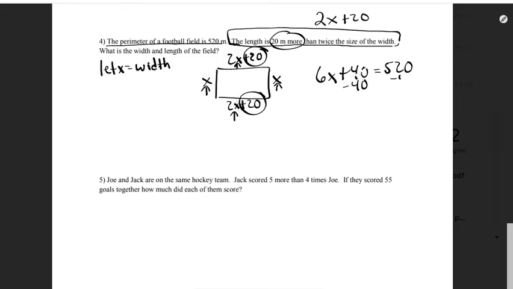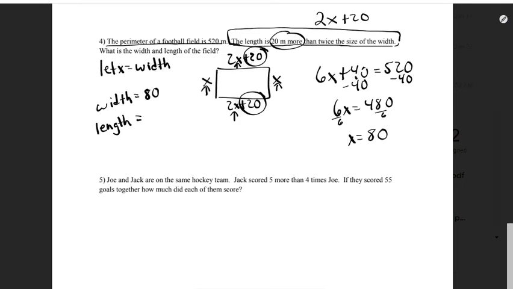Minus off the 40, minus off the 40. 6x is equal to 480. Divide by 6. x is equal to 80. Okay, and so if I check that out, the width is equal to 80, and then the length then has to be double that, so 80 and 80 is 160. And then 160 plus 20 is 180.